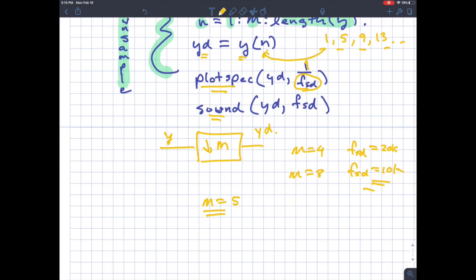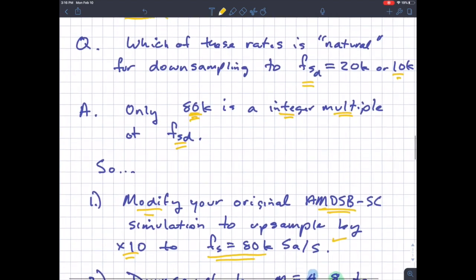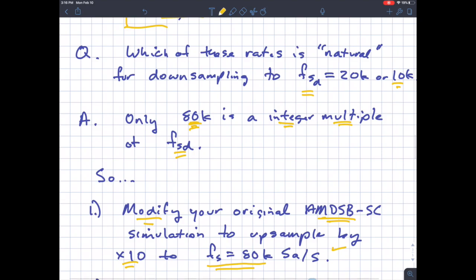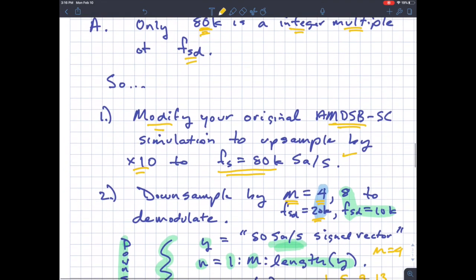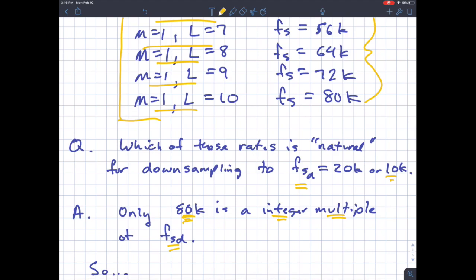It's going to move the spectrum down where it overlaps at baseband, and it's going to sound pretty bad. So that's the assignment. It's not very hard, but the concept is what I'm after. I need you to pay attention, go through this, and understand how things are moving around and why I needed to upsample to 80K instead of one of these other rates. It's because I couldn't downsample by some integer number to move 20K down to baseband.